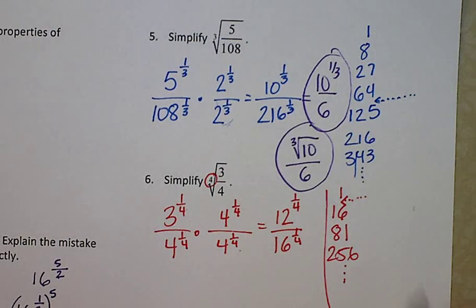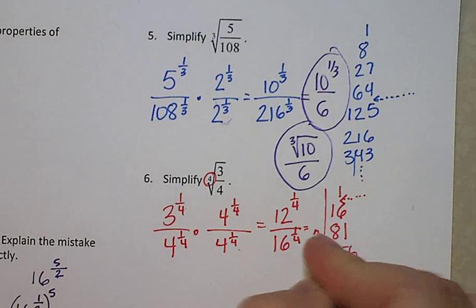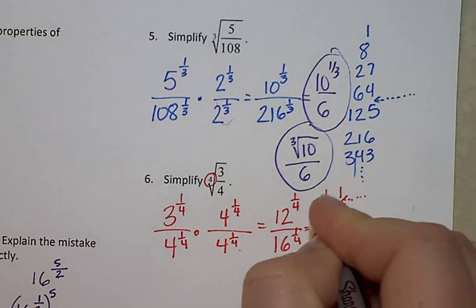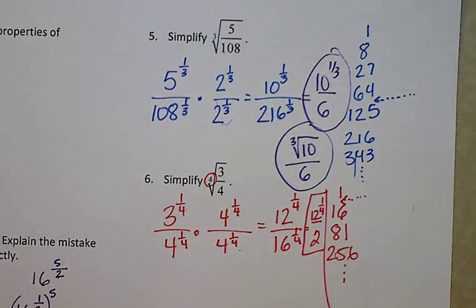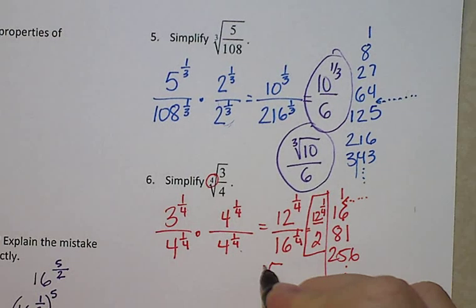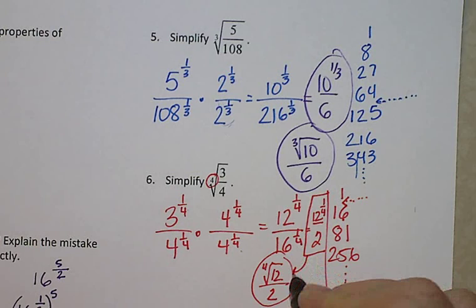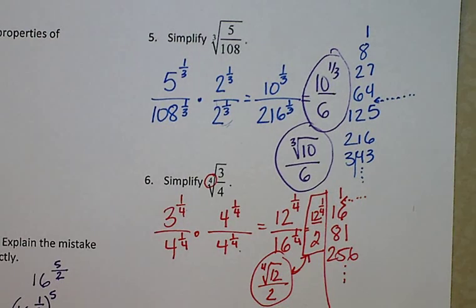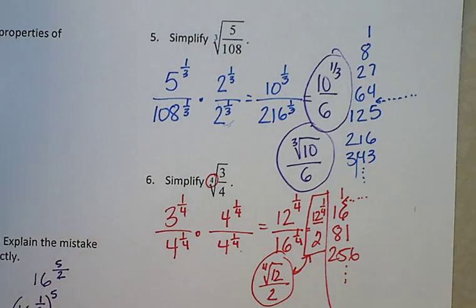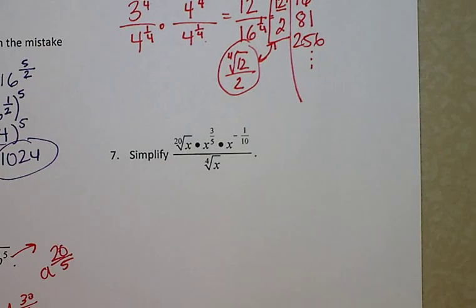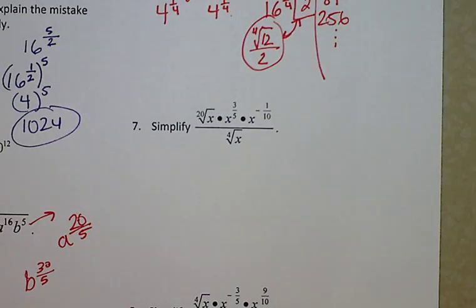So the denominator is 2, and you have 2 equivalent ways to write the numerator. This is one answer. Your other answer is the 4th root of 12 all over 2. Both equivalent and equal answers. Moving on to number 7. Number 7 and number 8.